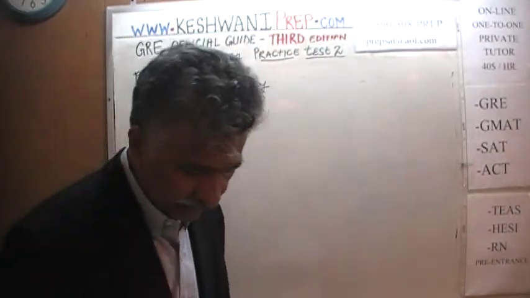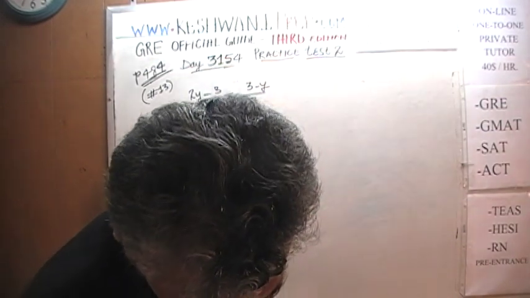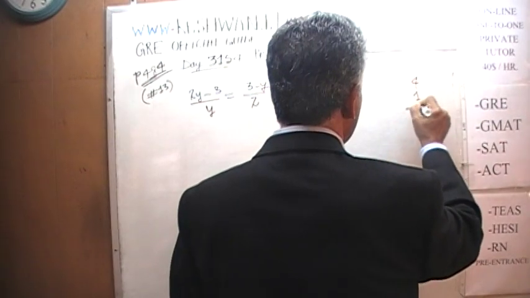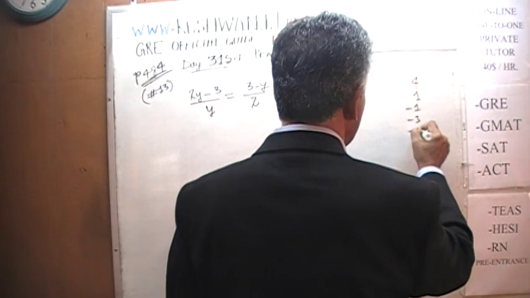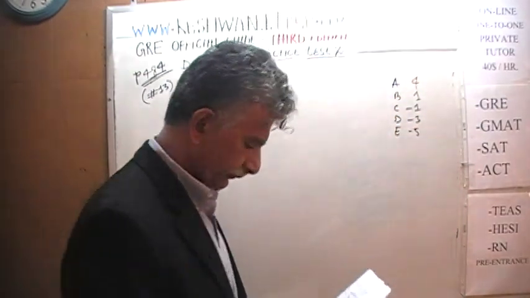The answer choices that are given here, which of the following could be the values of y? 4, 1, negative 1, negative 3, negative 5. A, B, C, D, and E.